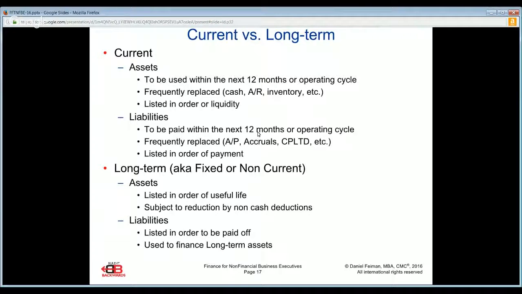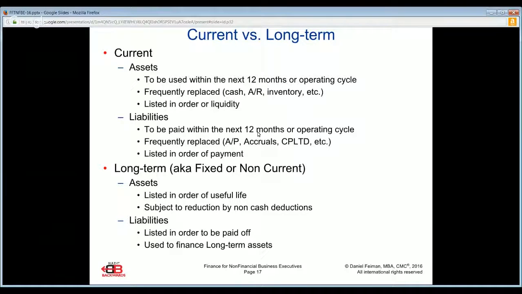On the asset side, long-term assets are normally listed in the order of what accounting considers their useful life. Now, an accounting useful life and a practical useful life sometimes are very different. The useful life of most equipment is 15 years. That does not mean we only can use it for 15 years. That has to do with the accounting calculations of how long we are allowed to recover the cost using depreciation. And we'll cover this soon.